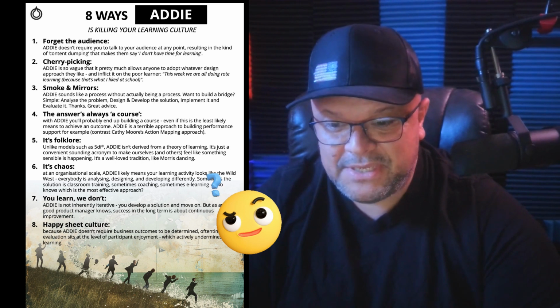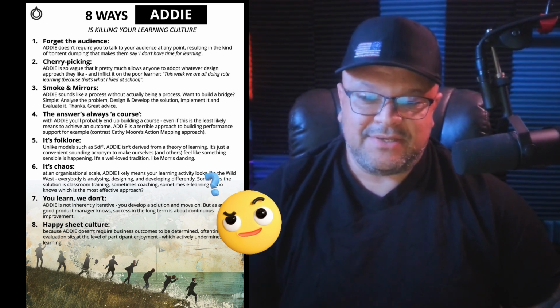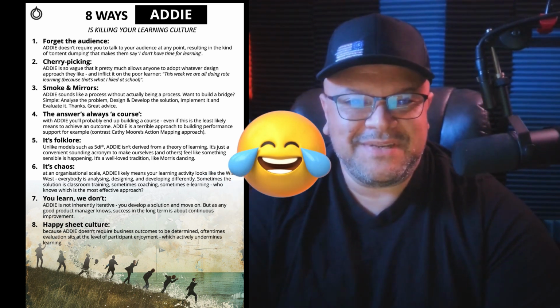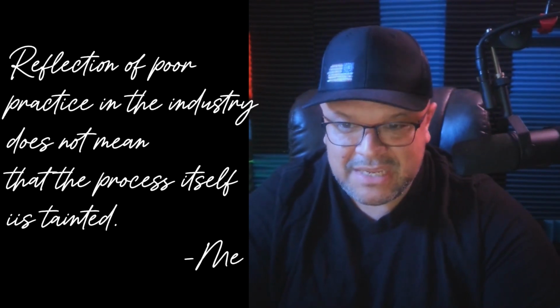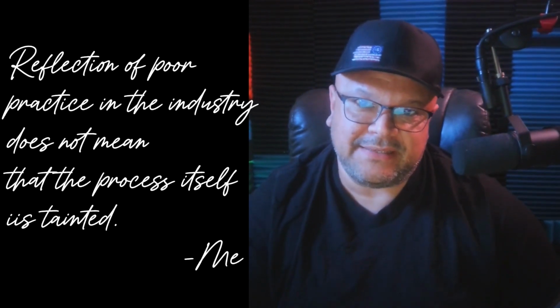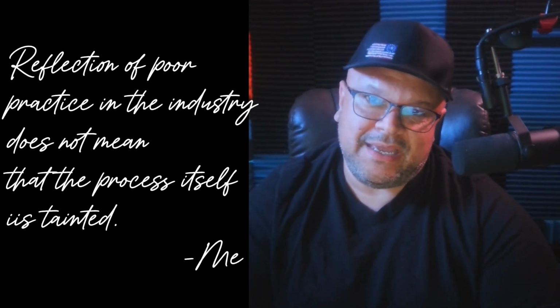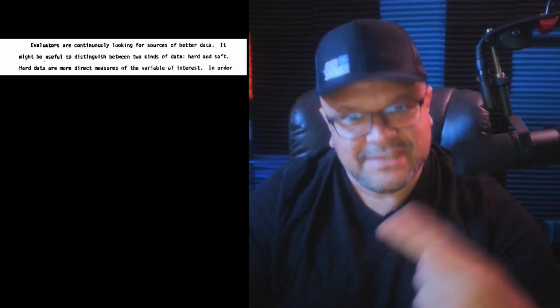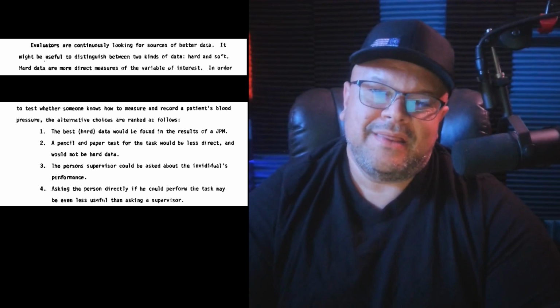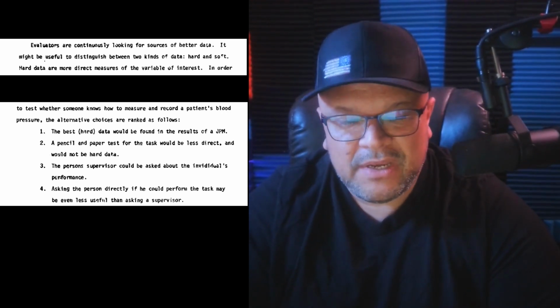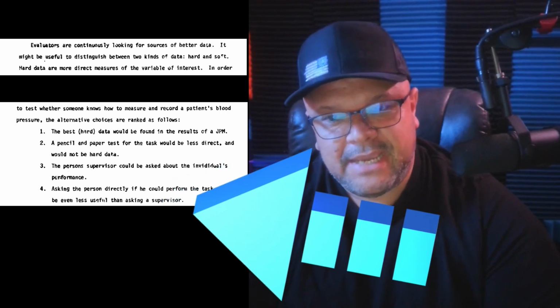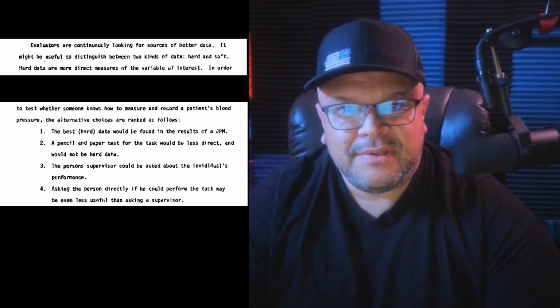And last one, happy sheet culture. Because ADDIE doesn't require business outcomes to be determined. Oftentimes, the evaluation sits to the level of participant enjoyment. Is it? Well, I think you've been listening to, I don't know, Talheimer's book or whatever. Again, a reflection of poor practice in the industry does not mean that the process itself is tainted. The ISD process clearly states the evaluation component. Check the screenshot where it tells you that the last thing you want to use is user opinion and participant opinion. So yeah, that in itself is completely wrong.